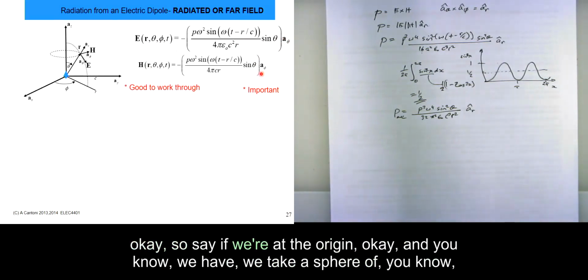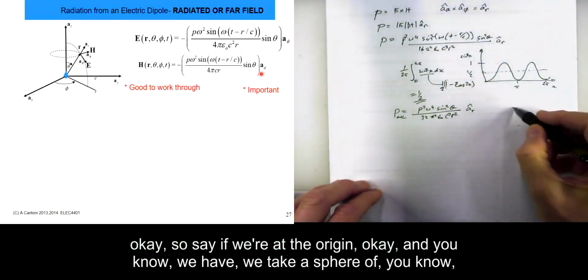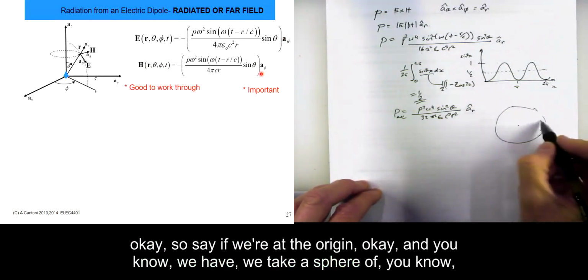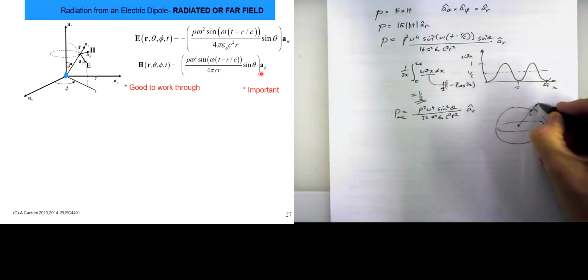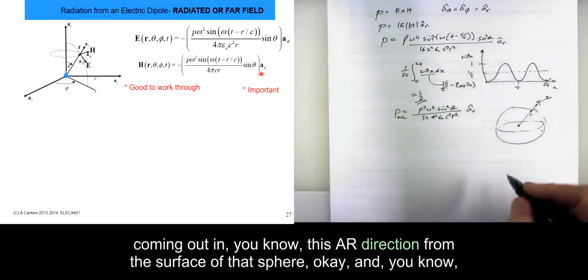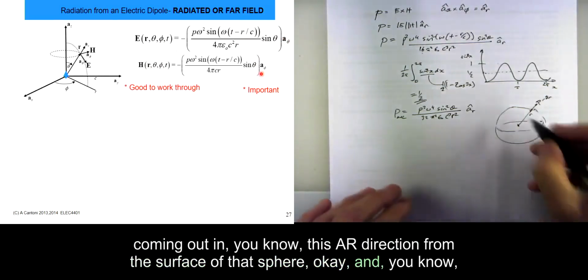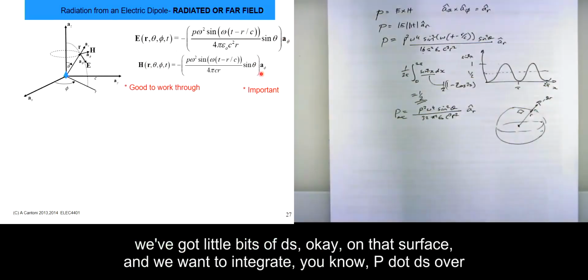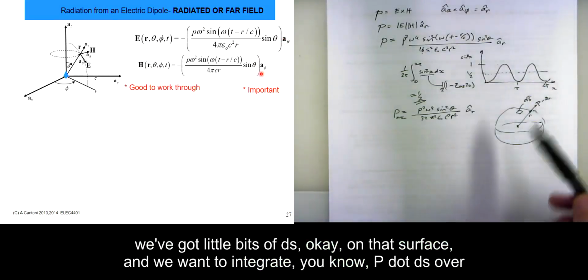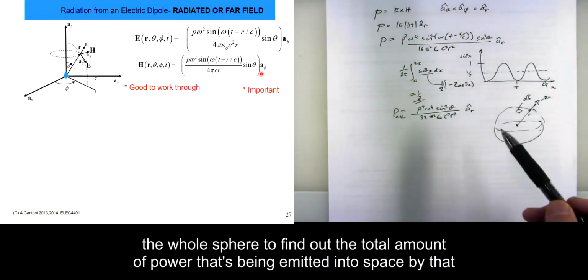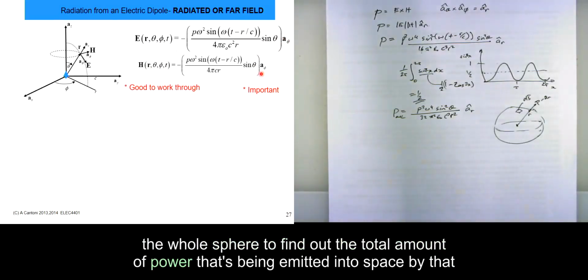Now we can also look at integrating that over a sphere. Say we're at the origin, so the dipole's at the origin, and we take a sphere of radius R. Then we've got P coming out in this AR direction from the surface of that sphere, and we've got little bits of dS on that surface. We want to integrate P dot dS over the whole sphere to find the total amount of power being emitted into space by that dipole.